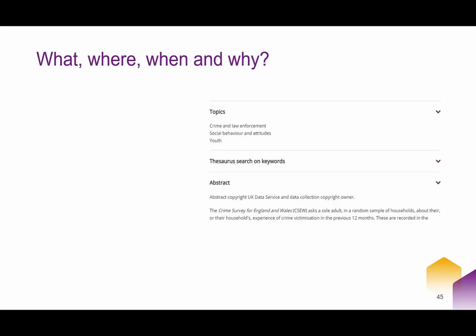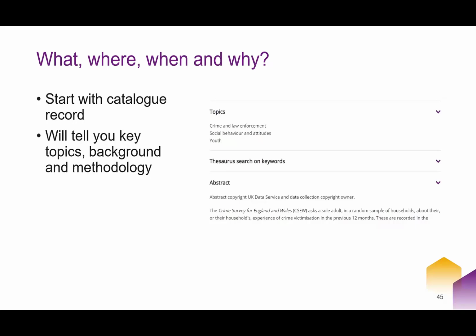So we've gone through the search, we've gone through the theme pages, maybe we've clicked on the health theme to find data related to health or crime for data related to crime, and we found a data set that we think might be suitable. So once you've done that, you'll need to consult the catalogue page. This will give you an overview of the key topics, background, and a brief overview of the methodology used to collect the data. You can also access the documentation from here, which Maureen mentioned earlier as well.